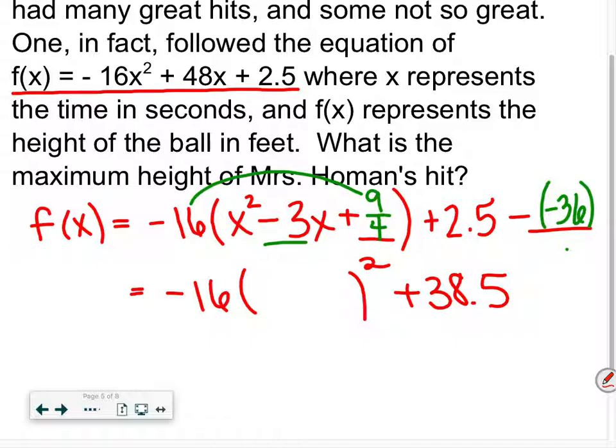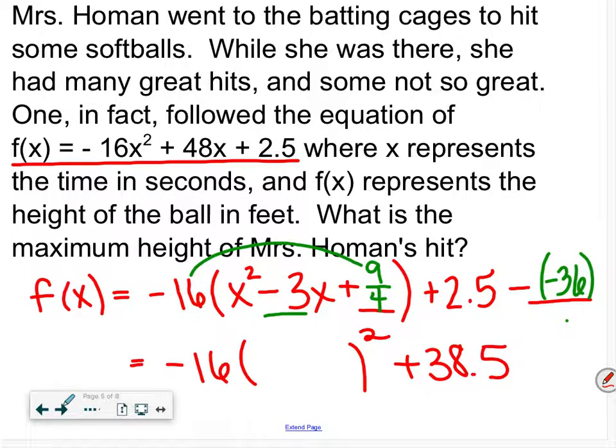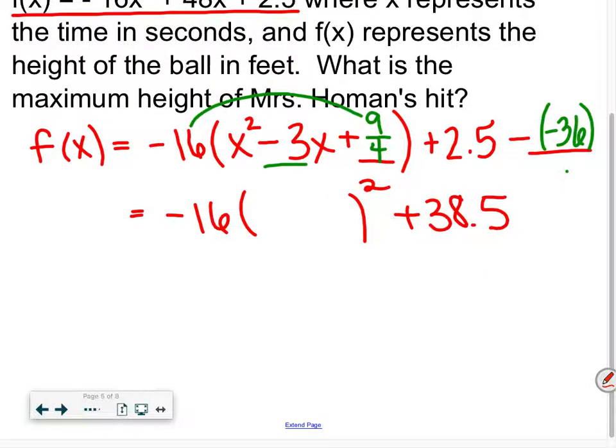Okay. I'll also give you another piece of advice over here. Our b over 2 was 3, and then we squared it to get 9. It's always going to factor to x minus b over 2, that quantity squared. So over here when you're panicking, like I don't know what that is supposed to factor to, it's going to factor to x minus 3 halves the quantity squared. Okay.